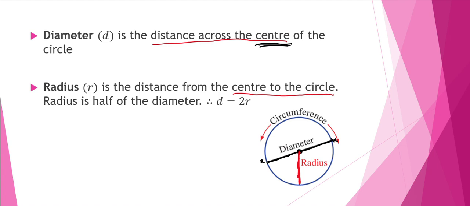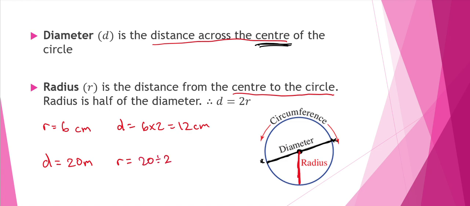Now, what I want you to visualize is that the radius is pretty much half the length of the diameter. So say for example, if I give you a circle and it mentions that the radius is 6 centimeters, the diameter is just going to be double the radius, right? So you can just do 6 times 2, which is 12 centimeters. Vice versa, if I give you the diameter is 20 meters, your radius is going to be 20 divided by 2, because you know that the radius is half of the diameter. So you work it out to be 10 meters instead.